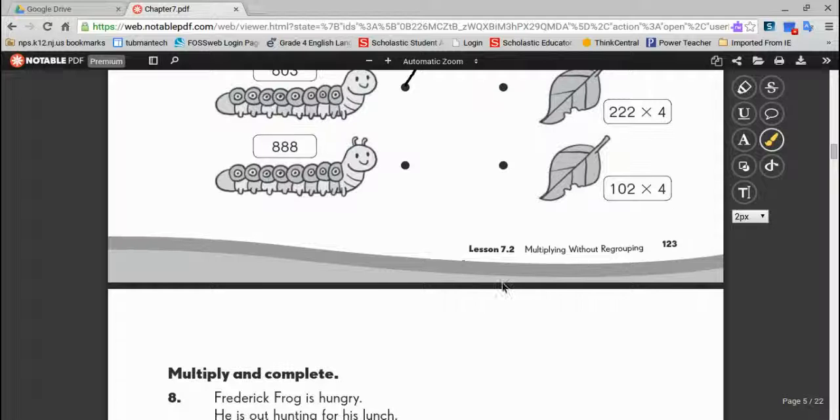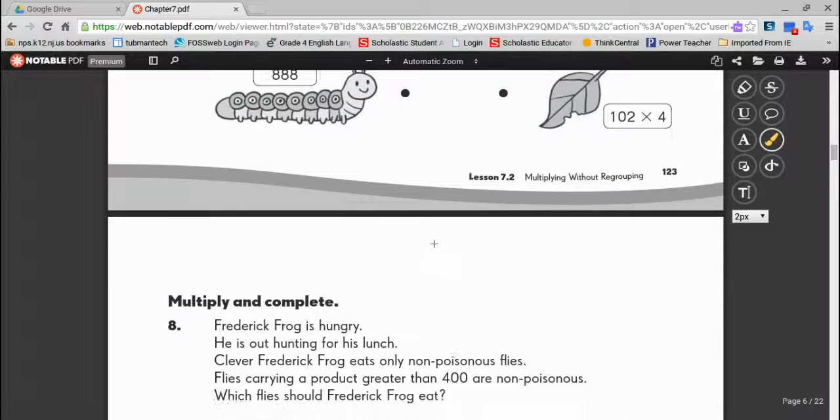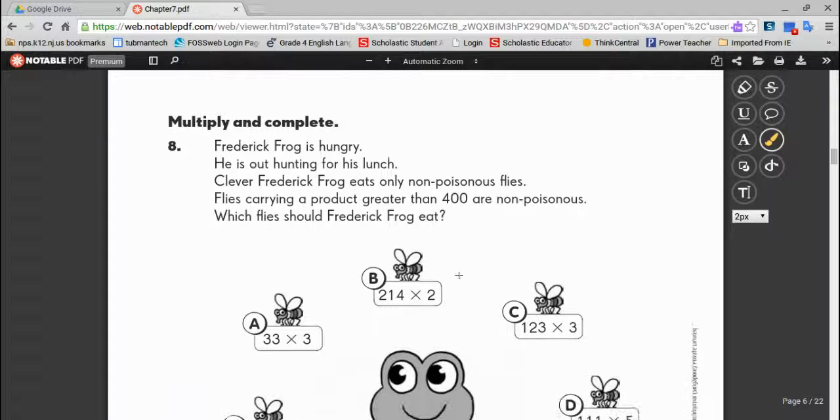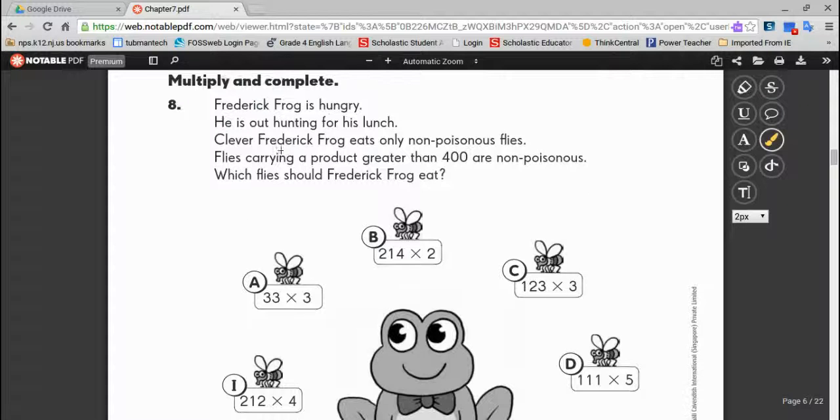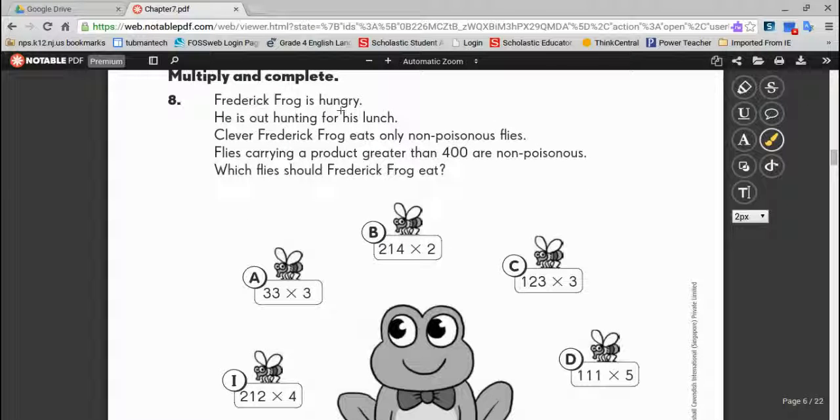Okay, welcome back. You should have finished page 123. Let's look at 124. Multiplying complete. Frederick Frog is hungry. He's out hunting for his lunch. Clever Frederick Frog eats only non-poisonous flies. Flies carrying a product greater than 400 are non-poisonous. Which flies should Frederick Frog eat?